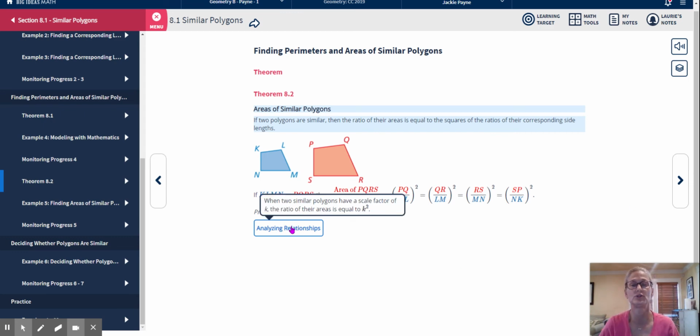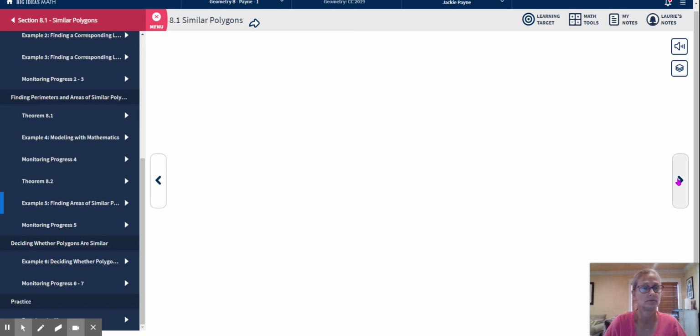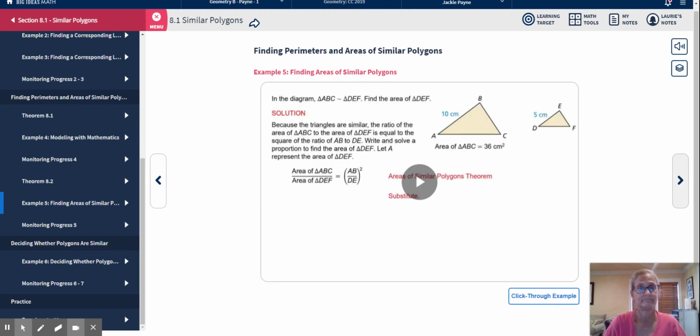Analyzing relationships, when two similar polygons have a scale factor of k, the ratio of their areas is equal to k squared. So that's the big takeaway here. Perimeters is just k, but area is k squared. When two similar polygons have a scale factor of k, the ratio of their areas is equal to k squared.